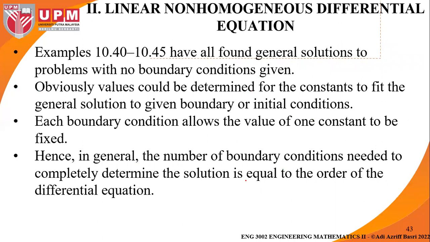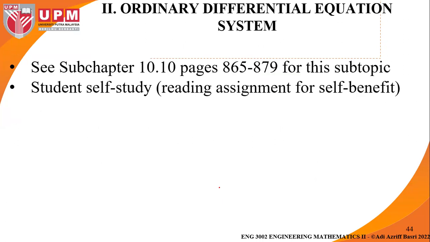So for example, just now we have found a general solution of the problem with no boundary conditions. Obviously the values of the constants can be determined by fitting the general solution to given boundary or initial conditions. So each boundary condition allows the value of a constant to be fixed. Hence, in general, the number of boundary conditions needed to completely determine the solution is equal to the order of differentiation.